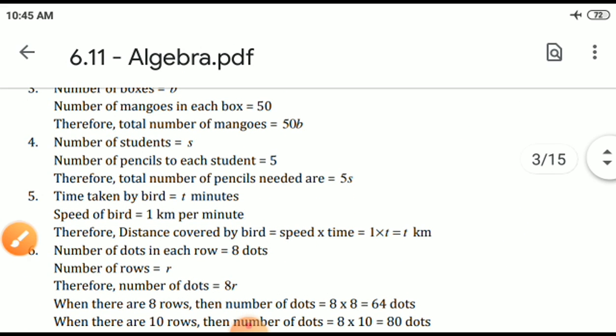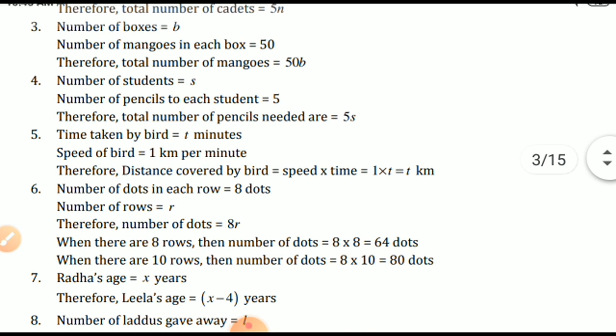Look here. Time taken by a bird is 80 minutes. Speed of the bird is 1 kilometer per minute. So the distance covered by the bird is 1 into 80, that's 80 kilometers. Number of dots in each row, 8 are there. Number of rows is R. Isn't it? Therefore number of dots is equal to 8 into R, 8R. Suppose there are 8 dots and 8 rows. How many are there? 64 dots are needed. Suppose there are 10 rows. So we can say 10 into 8. It gives you 80 dots. Yes, my dear student, that is the right one.